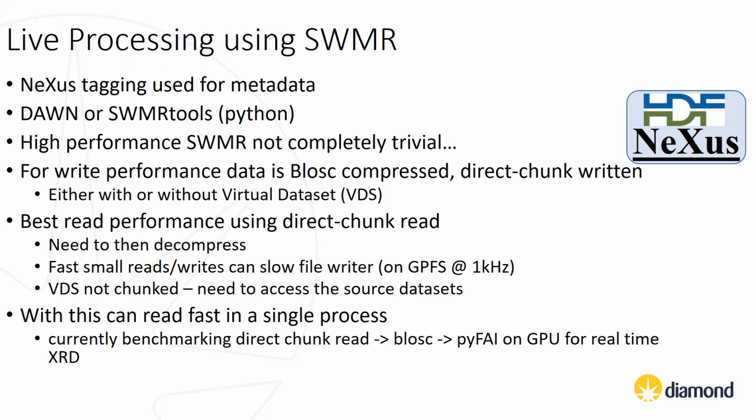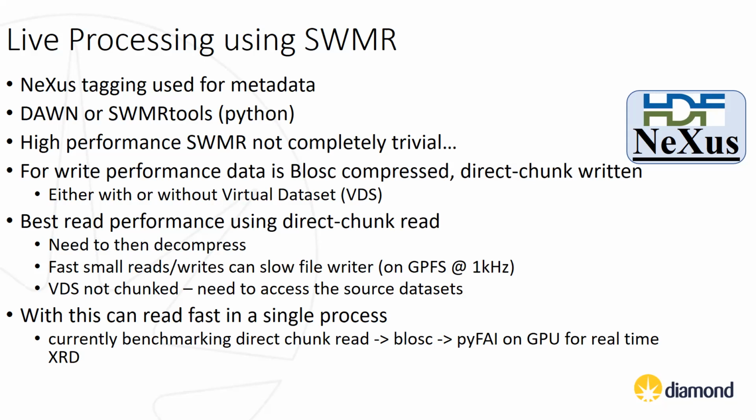But to get this to work at a kilohertz or 100 hertz through a diffraction detector, it's not completely trivial. So our writers are using Blosc compressed direct chunk write with potentially parallel writers stitching it back into a VDS to get the right performance that they need with these high performance detectors. And to match that, we're using direct chunk read, then we're decompressing the data actually on the Python side rather than letting the HDF5 library do it.